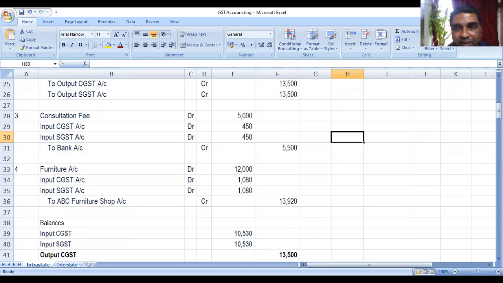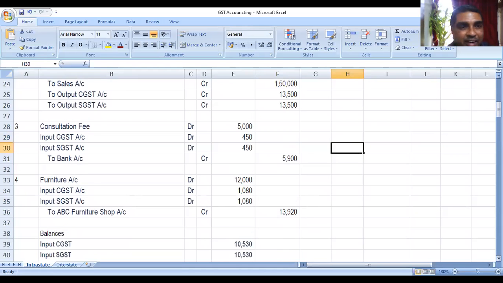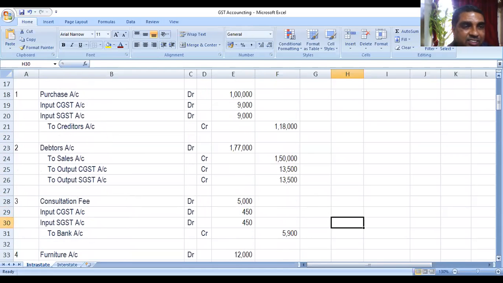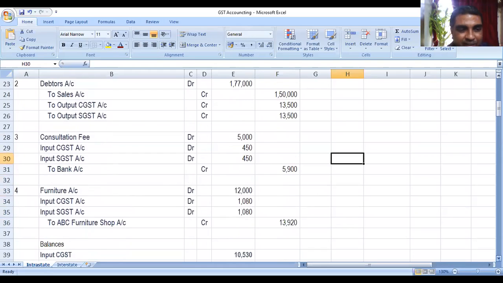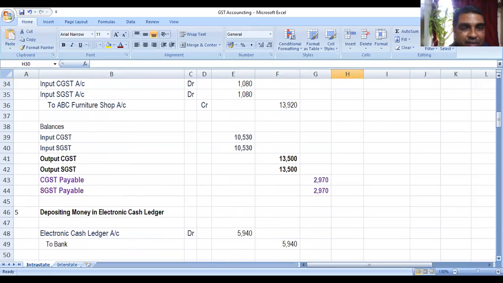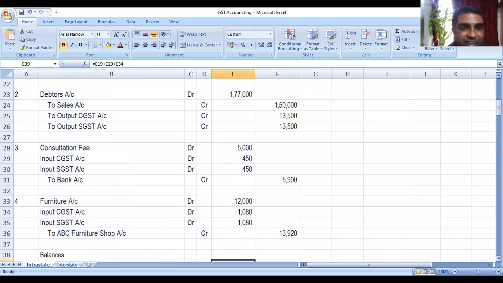Yes, sir. Okay. So the thing is that I have to open, for interest rate transactions, input CGST account and input SGST account, and for interest rate sales, output CGST account and output SGST account. So these ledgers are needed. But after that, I have to do the adjustment. If I balance the input CGST account, the total money available is 10,530. How 10,530? You can check it out.